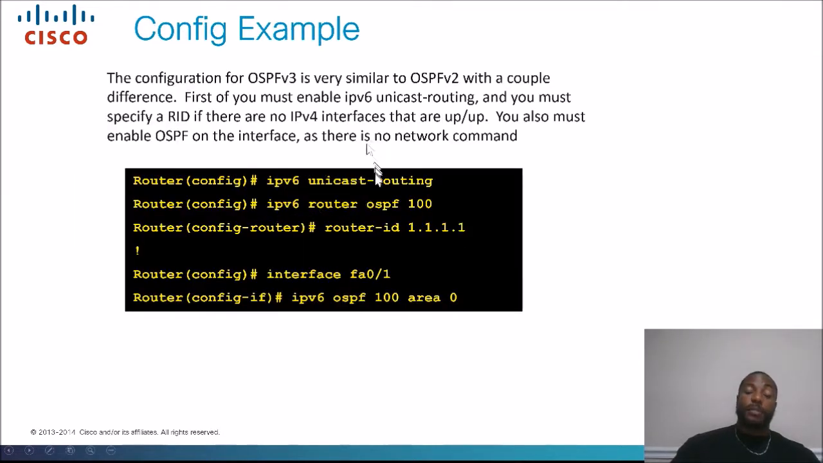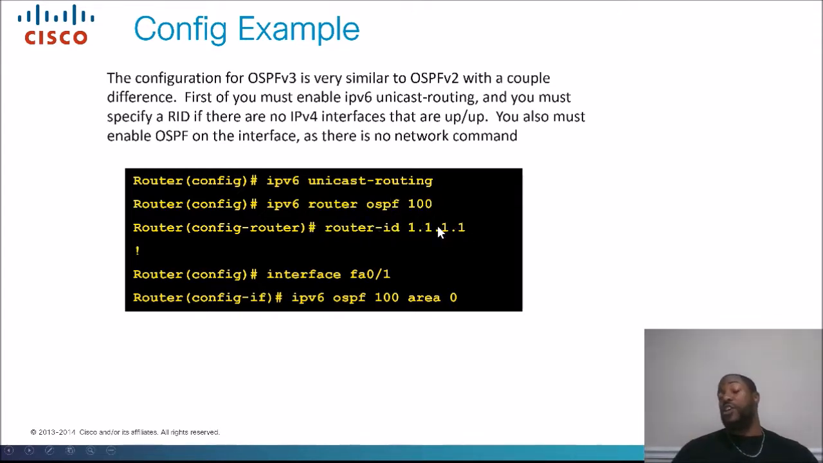We have a config example right here, real simple. It's kind of similar. The first one, we use this to turn on IPv6, because remember, IPv6 is not turned on by default. This is very similar, except we just add the IPv6 keyword. We do router OSPF and then the process number. We have to declare a router ID.